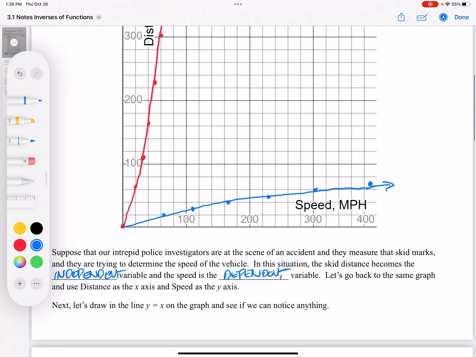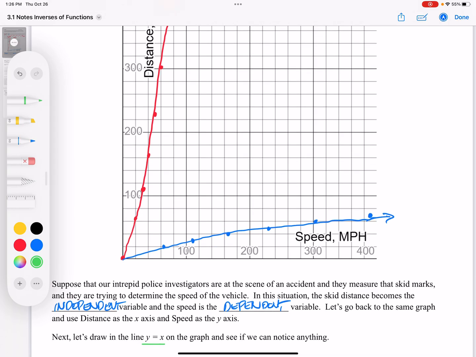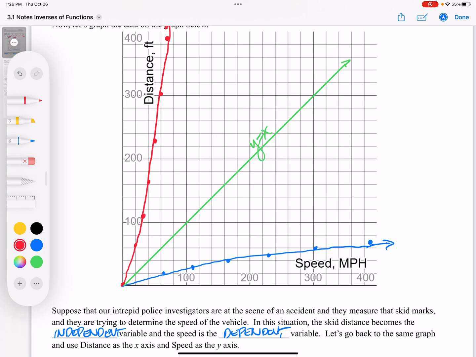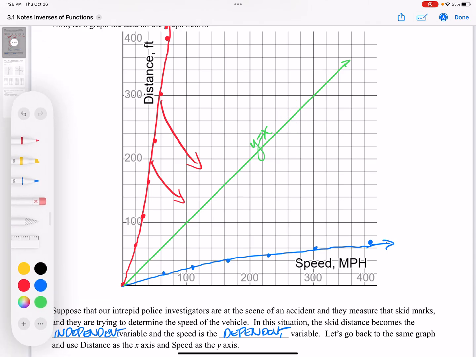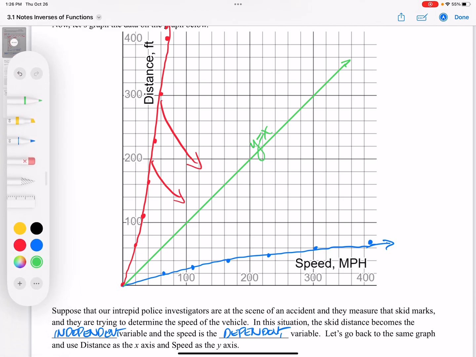Now, for point of investigation, we are going to draw in y equals x on the graph. And remember, y equals x is just a diagonal line that begins at the origin and has x and y the same all the way through. So it looks something like that. That's my y equals x. You may notice that if I took my paper and folded it right along this line, that would wind up straight on top of the blue line. So this green is actually a line of reflection.